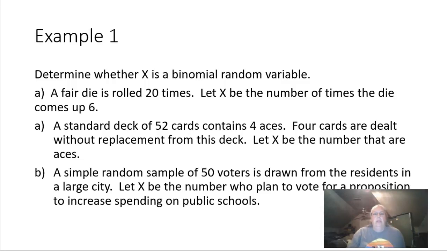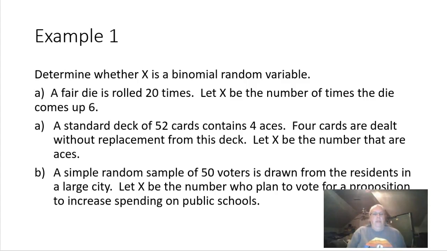These are the examples from lesson 5.2. Example 1, we are to determine whether x is a binomial random variable. All right, part A. A fair die is rolled 20 times. Let x be the number of times the die comes out to be a 6.